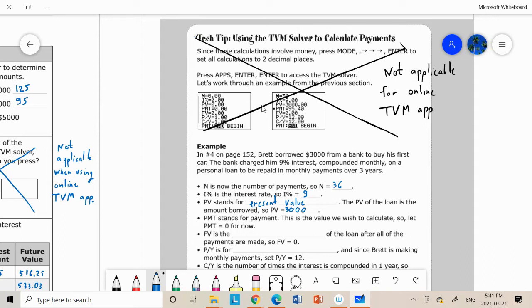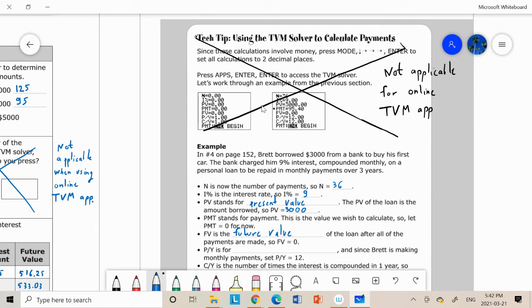PMT stands for payment. This is the value we wish to calculate, so we will let PMT be 0 for now. And FV is the future value of the loan after all of the payments are made. So FV equals 0. In this case, we're paying the entire loan within 3 years, right?